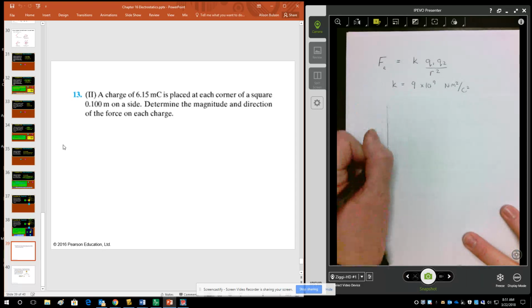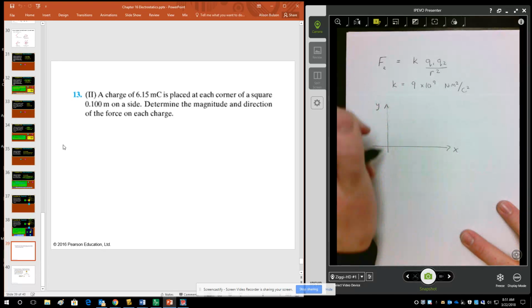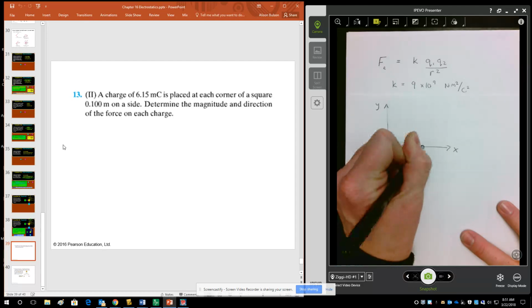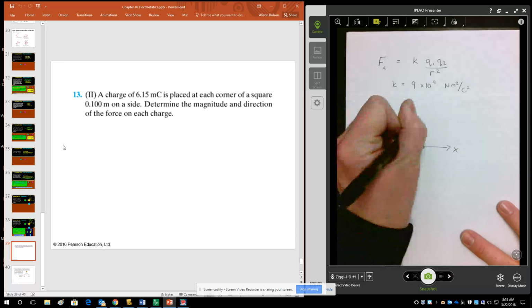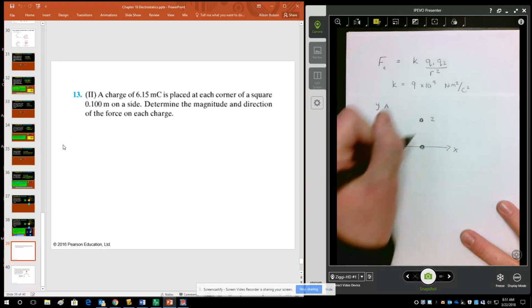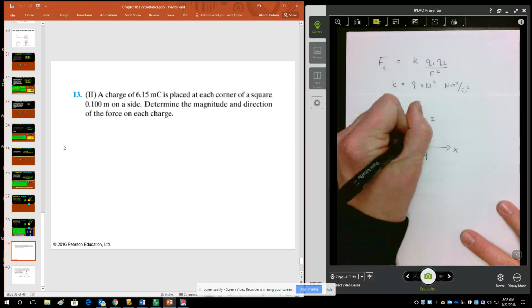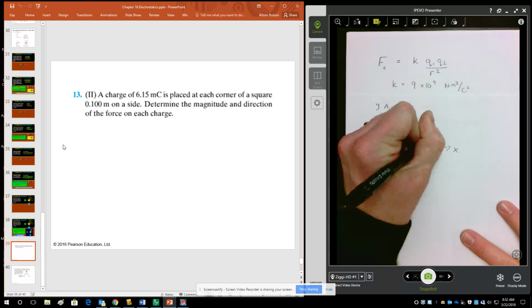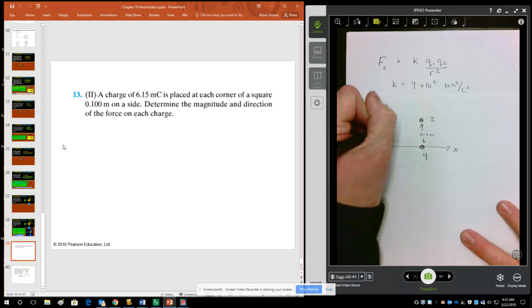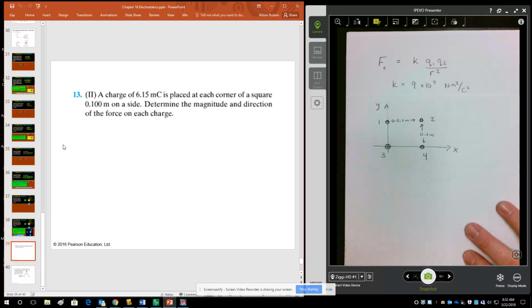Let's set the origin at the bottom corner. So here's X and here's Y. We have charge 1, charge 2, charge 3, and charge 4. I might as well label them. I think I just mixed my labels, but it doesn't matter. We know that each of these sides is 0.1 meter. So we want to figure out what's the magnitude and direction of the force on each charge.